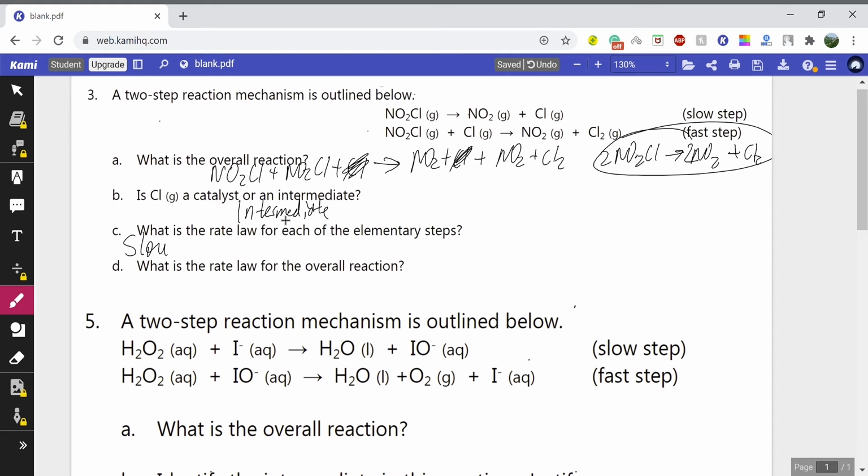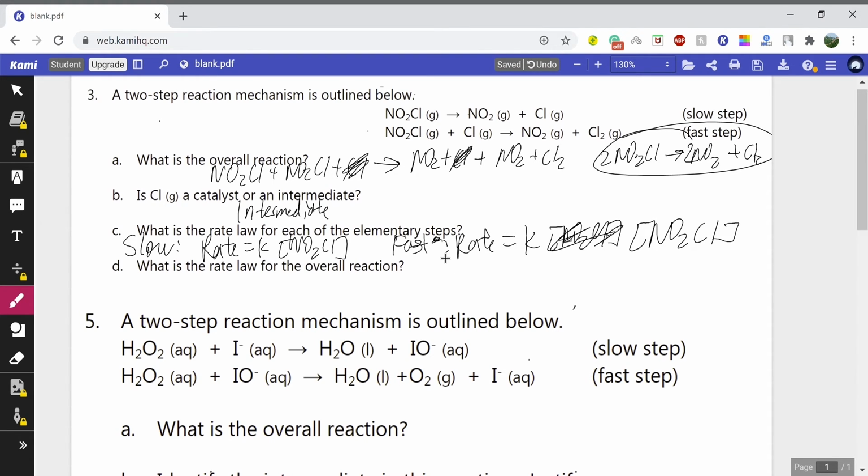Okay, so let's find the rate law for the slow step first. It is really easy, just rate equals K times the reactant, which is NO2Cl. Fast is also rate equals K times NO2Cl, because the reactant is the same. So this will be, let me write it, NO2Cl. There. Now what is the rate law for the reaction?